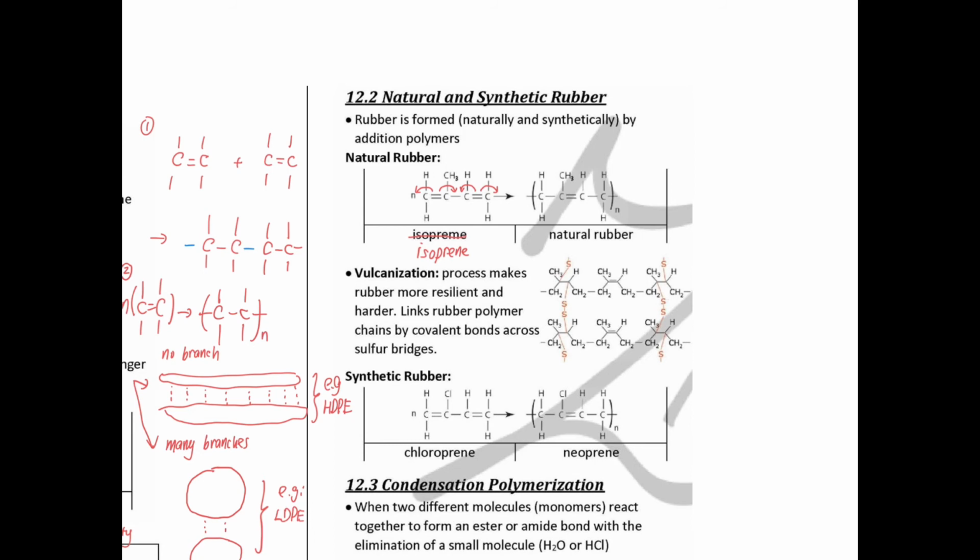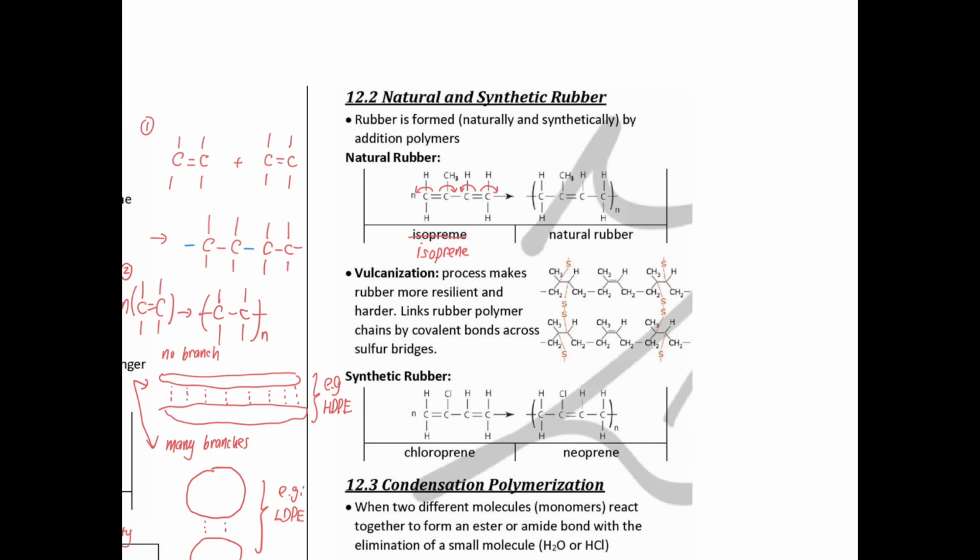Natural rubber is soft, so we have to do vulcanization to make it stronger. The process makes rubber more resilient and harder, and links rubber polymer chains by covalent bonds across sulfur bridges.